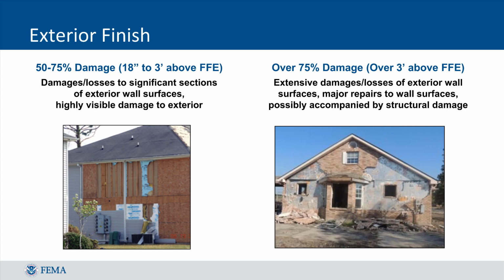In a home that has been damaged between 50 and 75% to its exterior finish, the majority of the exterior will have damage that requires replacement of siding or veneer. Major repairs to the wall surfaces will be needed. A home that has sustained over 75% damage to its exterior finish will have lost most of its siding or veneer. Much of the exterior finish will be completely destroyed, and the remainder left in a state where it will likely need to be replaced.